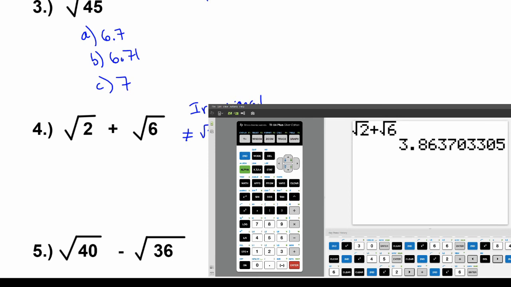So I got about 3.863, 8637. So to the nearest tenths, that 6 is going to round this up to a 9, 3.9. Nearest hundredths, this 3 doesn't round up anywhere, so it will be 3.86. Nearest integer, pretty close to 4, 3.86, so it's going to round up to 4.